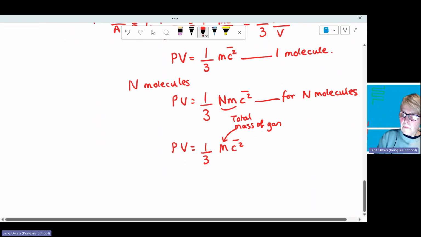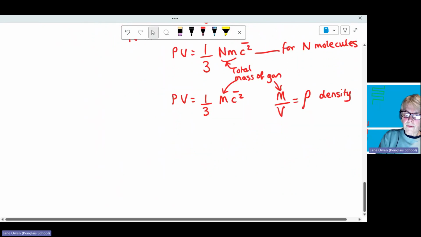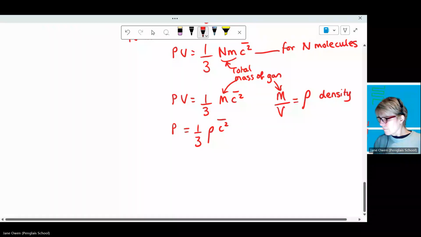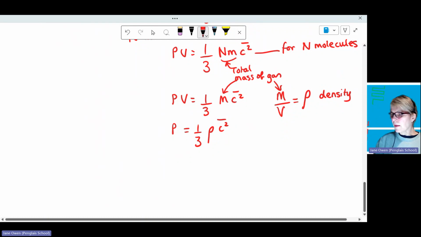But you know that mass divided by volume is equal to density. So the total mass of the gas divided by the volume of the gas is given by density. So we get P equals 1/3 rho mean square speed. Okay, and we come up with the equation in part C.